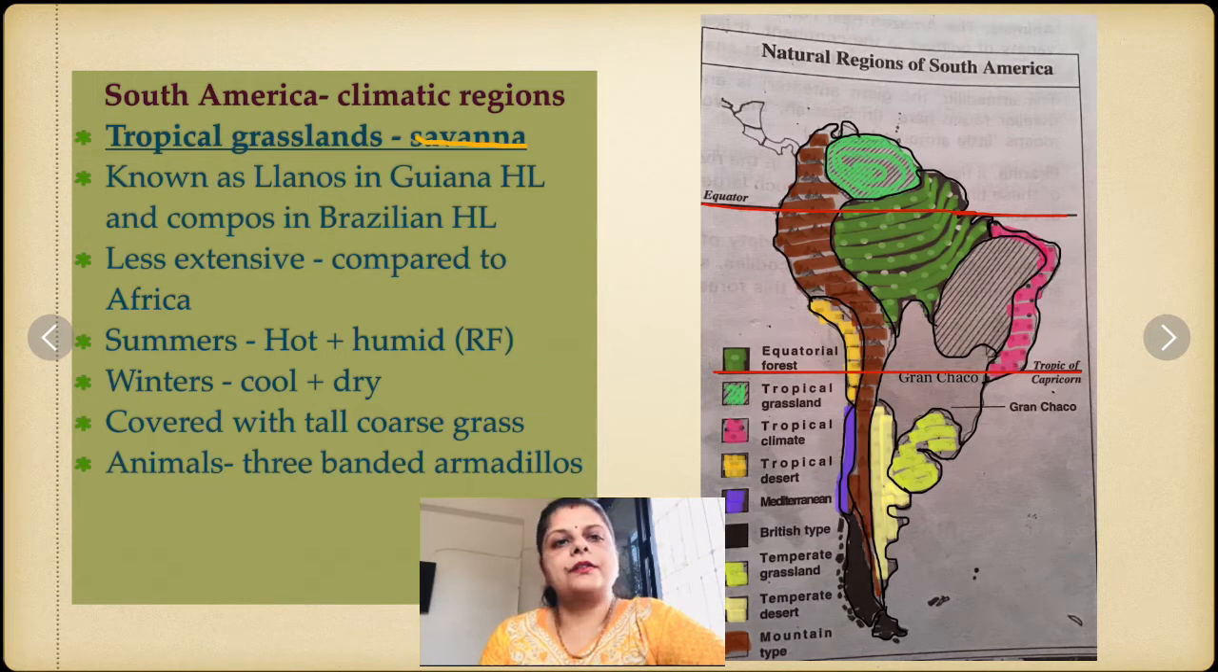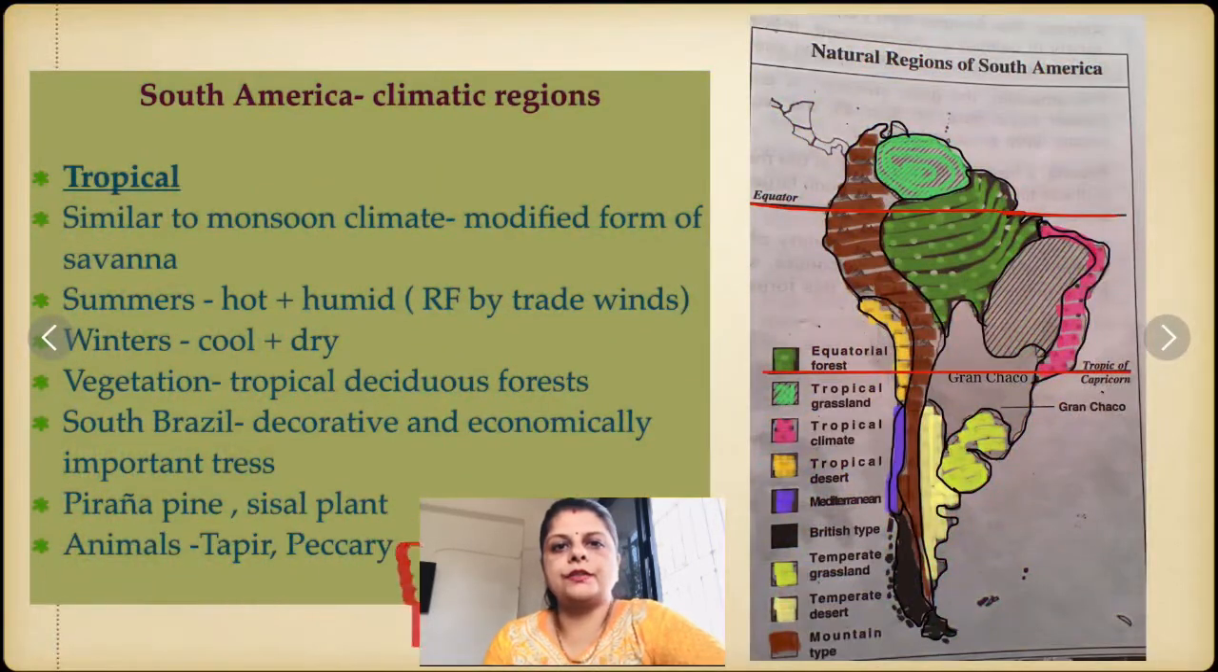Tropical grasslands, savannas, are known as llanos in Guiana Highland and campos in Brazilian Highland. They are less extensive compared to African grasslands, savannas. Here the summers are very, very hot and humid. Humid means in summer this region receives rainfall, and winters are cool and dry. This region is covered with tall coarse grasses, and the three-banded armadillos are very famous animals found in this region.